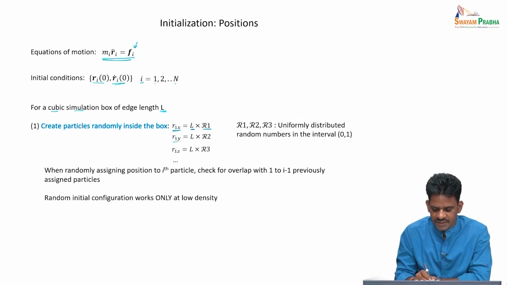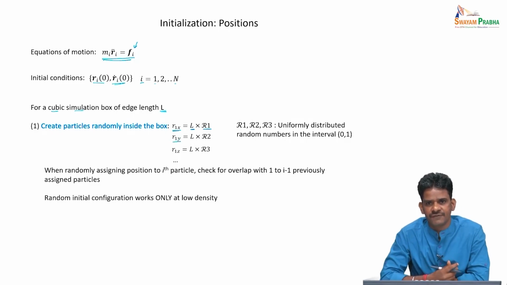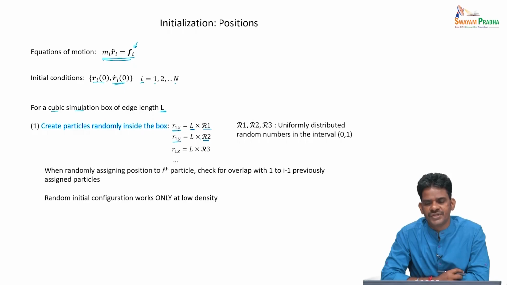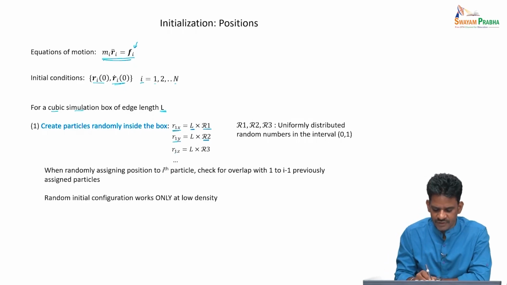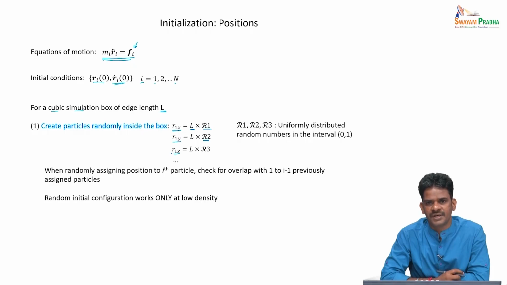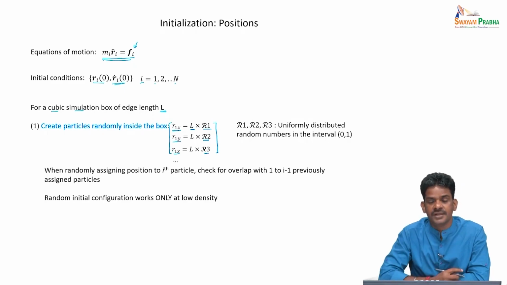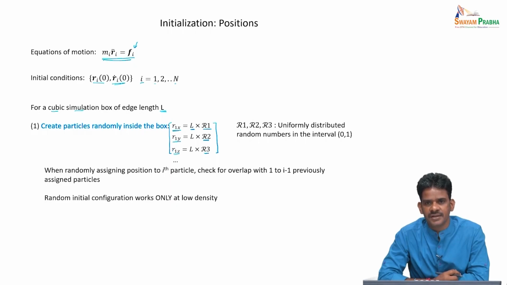Similarly, the first particle's y position, which is another independent degree of freedom, can also be assigned using another uniformly distributed random variable. Similarly, the z component of the first particle can be assigned using a random number. So, by using 3 uniformly distributed random numbers, we can specify the position of the first particle inside a simulation box. Now, we can iterate this over many other particles. When you go to the second particle, third particle, and so on, you approach the initialization exactly like this, every time calling 3 random numbers.